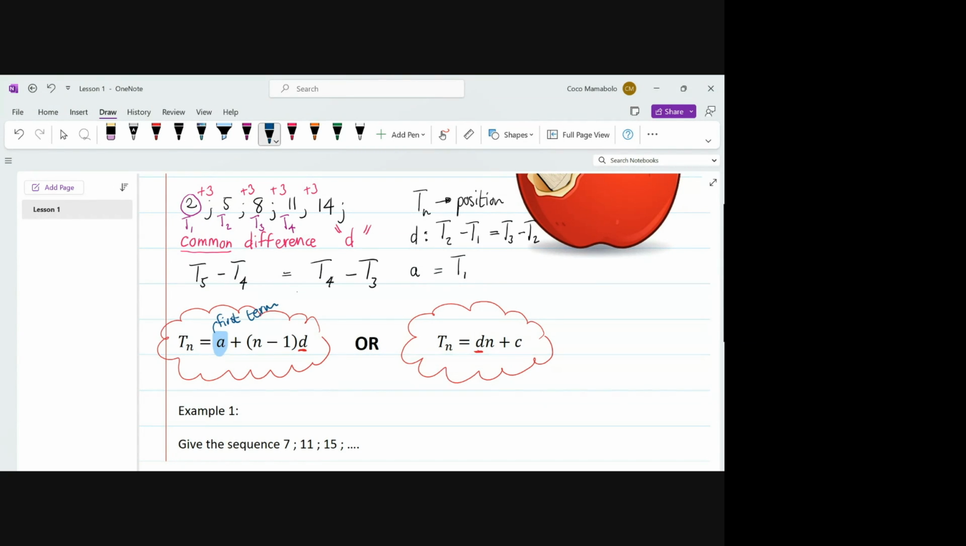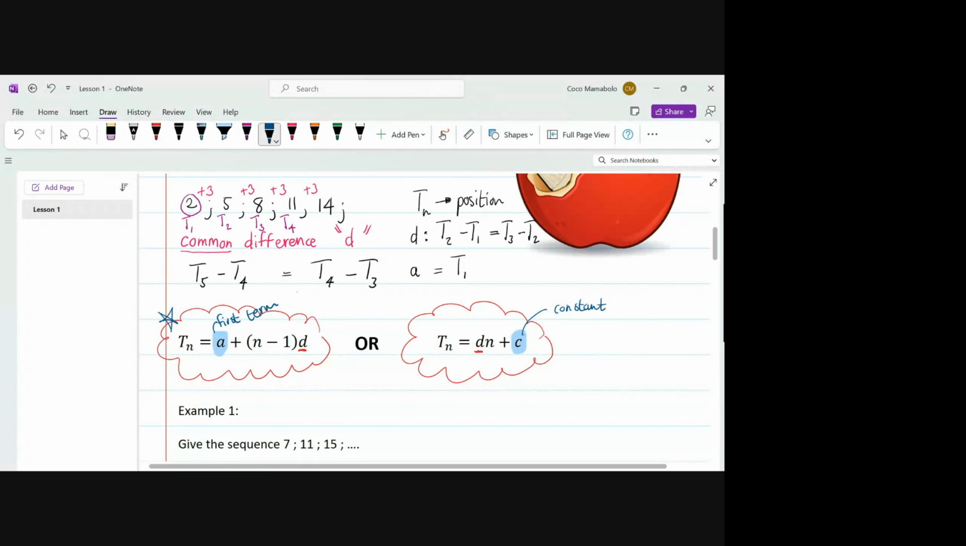Now, in this other formula, the C that we're looking at over here, C would stand for the constant. It's called the constant, C. But in this case, we would want to use this formula because it makes our lives just a teeny bit easier, in that we don't actually have to go and figure out what the constant is.